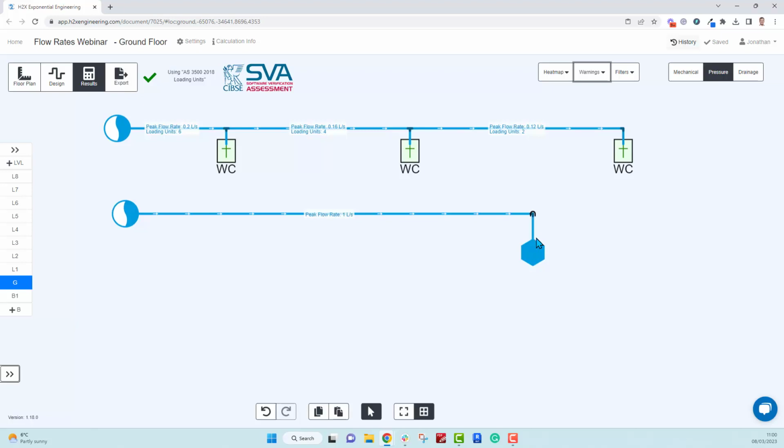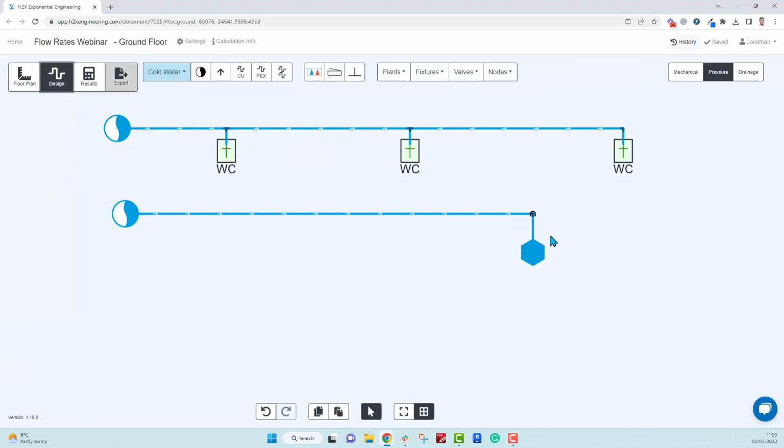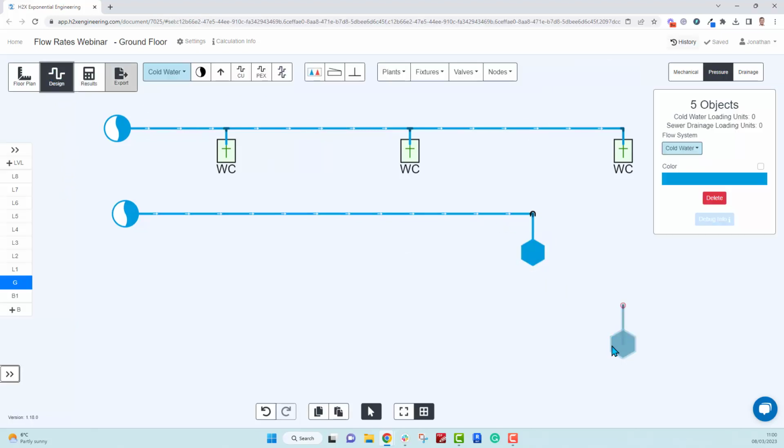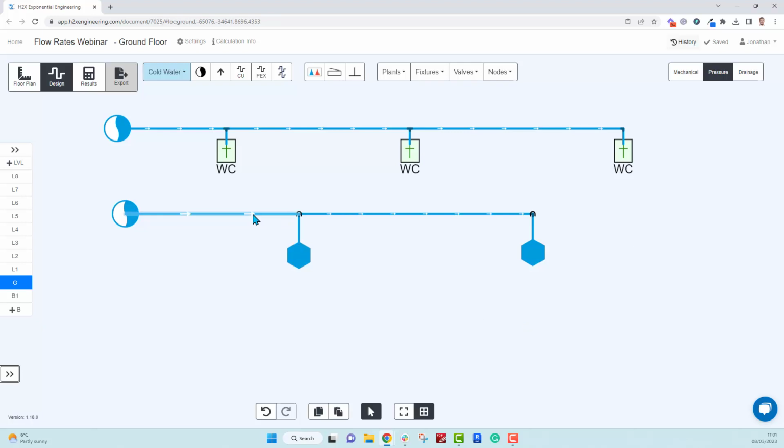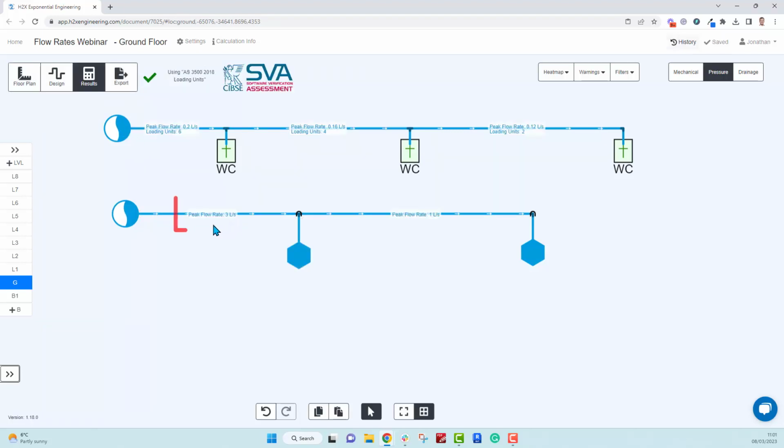So I'm going to add another node now, which will be worth 2 litres per second. So altogether, there will be 3 litres of continuous flow. What do you think the flow rate going through the pipe will be? So the answer is 3 litres per second, because the 2 litres per second and the 1 litre per second are just being added together. It's as simple as that.